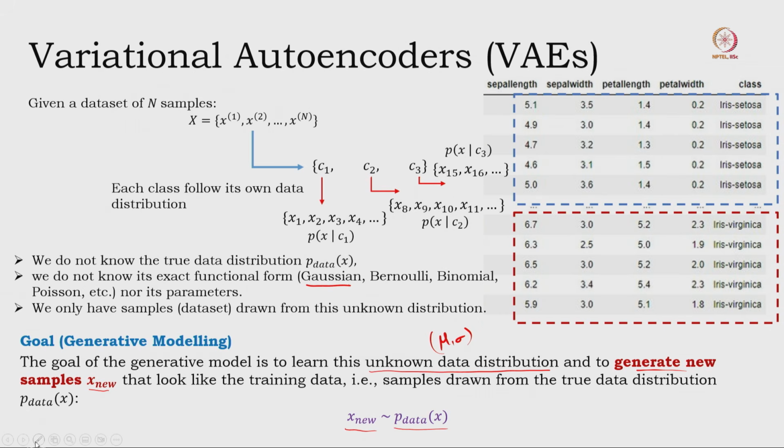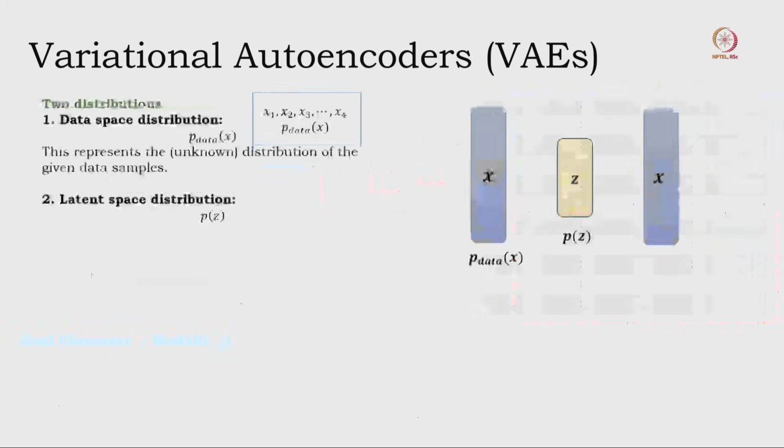From this particular slide, two important points that you need to take. The first is, all we have is just the data. We don't know its functional form. What is the data's functional form? To which distribution does it belong? What are its parameters? Nothing we know. All we have is just the data. So, the first step of any generative model is to learn that unknown data distribution, and once it learns it, it has to generate a new sample. This is what you need to take from this particular slide.